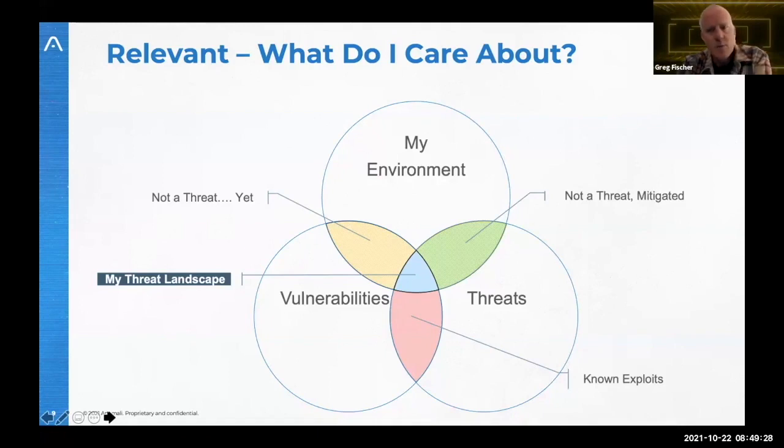If there's areas where we have threats against vulnerabilities where there's a known exploit, and that is a vulnerability that exists in your environment that hasn't been mitigated, now you have that triad, right? Now you have that area of concern or that threat landscape.